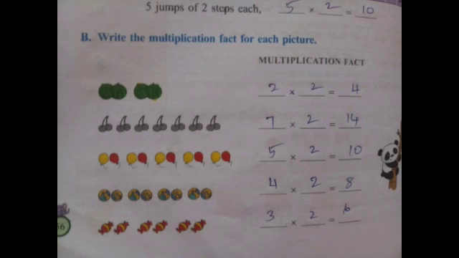Today's class is over, children. You have to learn the tables of 2 thoroughly. This is your assignment today: you have to complete up to page number 56 and write the tables in the CW notebook also.